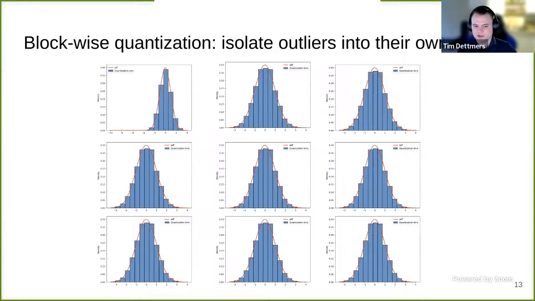And so with that, on average, we get much higher quantization precision at a small overhead of an additional absolute maximum normalization constant for each block. And so blockwise quantization is very important to get stability by confining outliers to blocks.